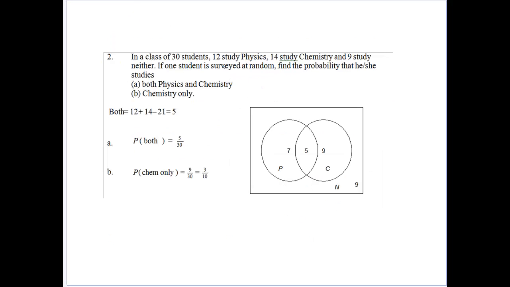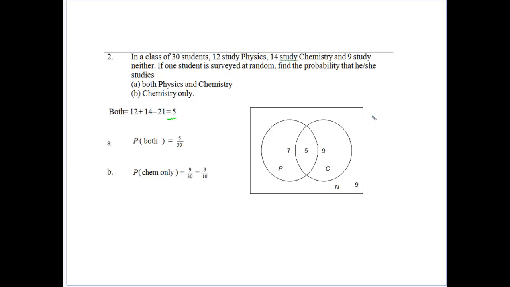This time we've got 30 students, 12 study physics, 14 study chemistry, and 9 study neither. Which again, 12, 14, 9, well, again, we've got too many than the 30 students in the class. So if one student is selected, find the probability of both physics and chemistry. Well, the idea is we get some doing both.